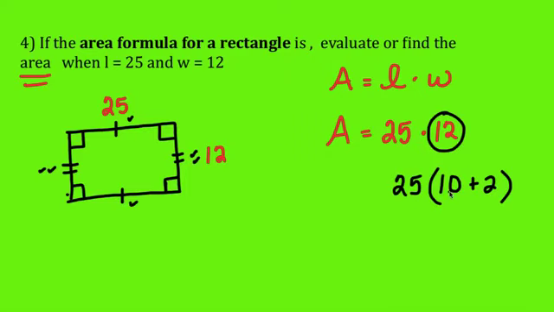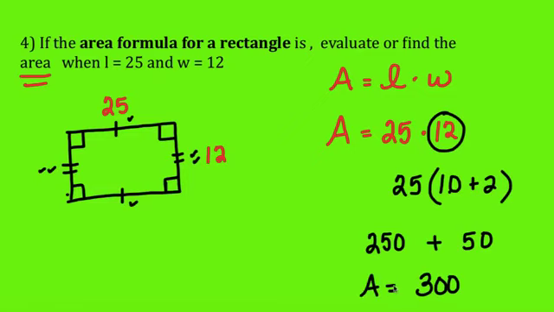You could do 25 times 10, which we know to be 250, and then 25 times 2, which we know to be 50, and then add them together. That's a way to do mental math. So our area would be 300.